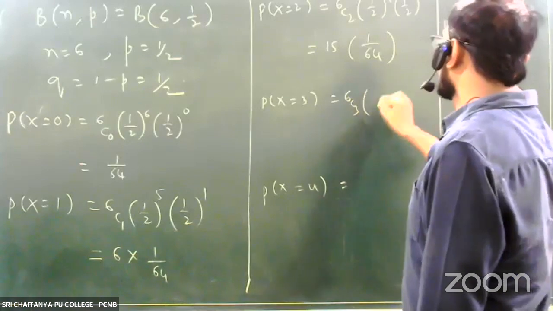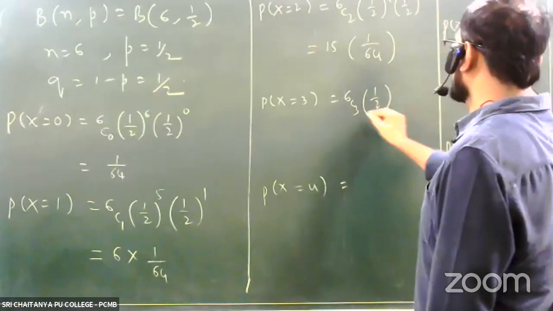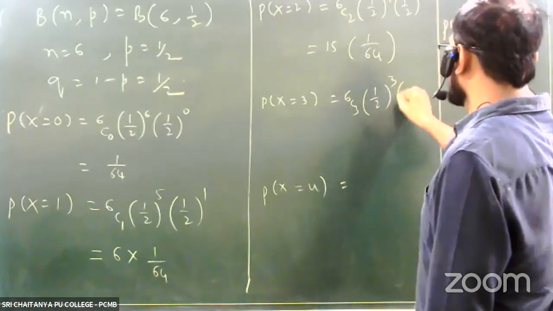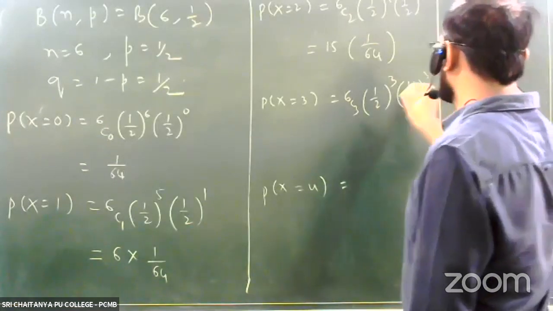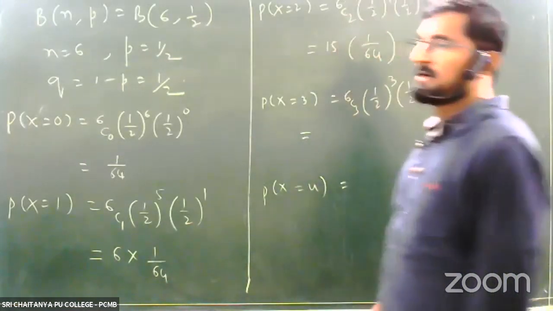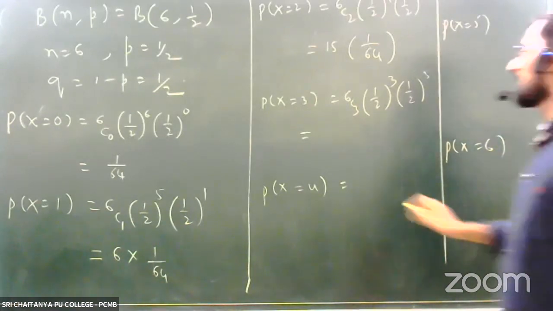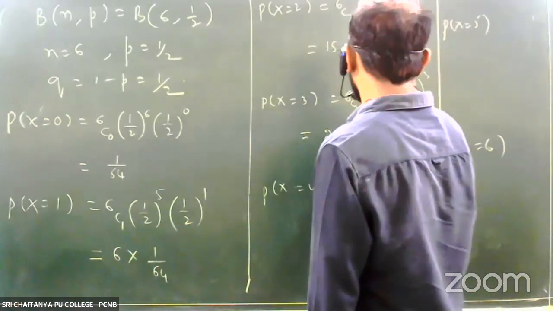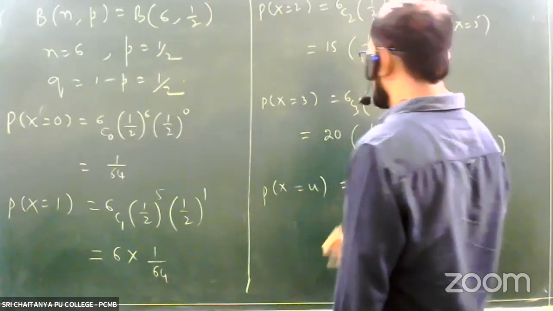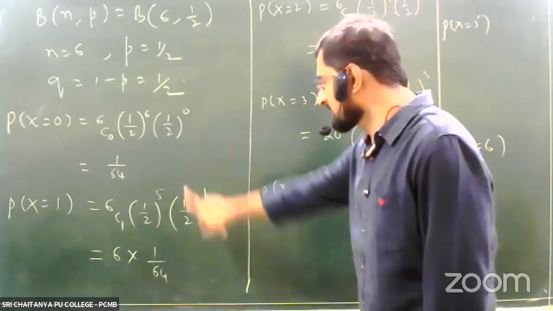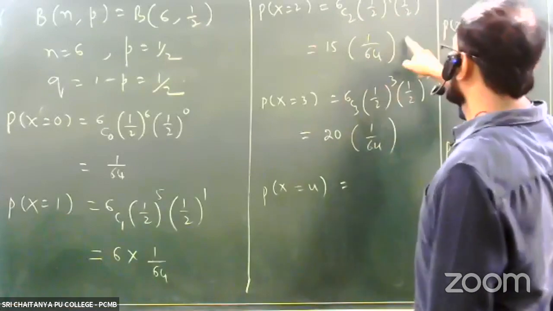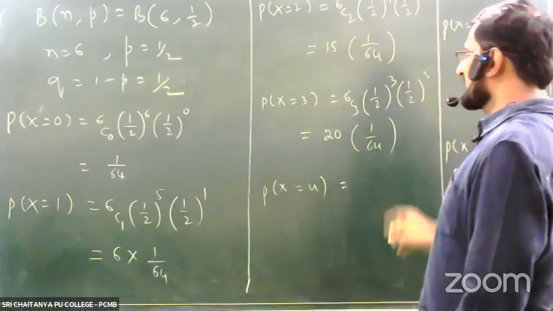6C3 into 1 by 2 to the power of 6 minus 3, which is 3, into 1 by 2 to the power of 3. The 6C3 value is 20. See, 6C3 is 6 into 5 into 4 by 1 into 2 into 3. It is 20. 20 into 1 by 64. Obviously, you can understand: 1 by 64, 6 by 64, 15 by 64, 20 by 64.